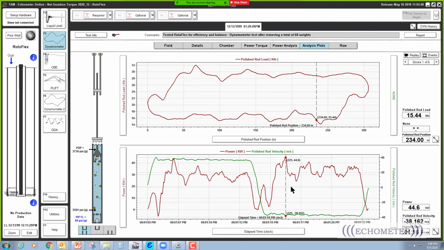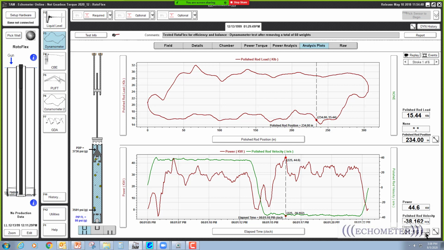Well, that means that this example here is the balanced condition, and there's a paper that we wrote that's on our webpage, and we moved off a certain number of pounds of weights, and now our unit is balanced. The Rotoflex unit is balanced. And what you'll notice is that the speed on the upstroke and the speed on the downstroke are the same.